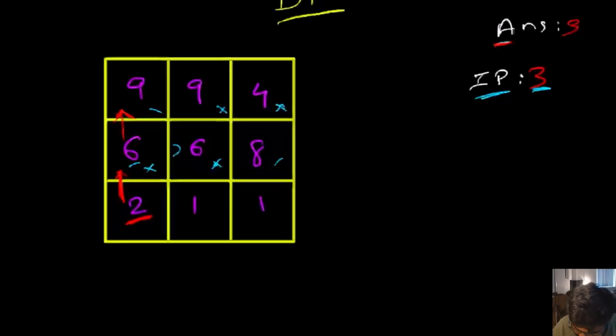Now we are at value 1. What are the options we have so far? Can we go to this? No. Can we go to this 6? Yes. So currently we go to this 6. From this 6, what are the options we have? We can either go to 9 or we can go to 8.